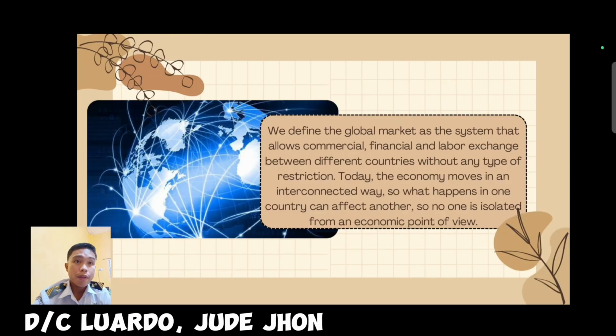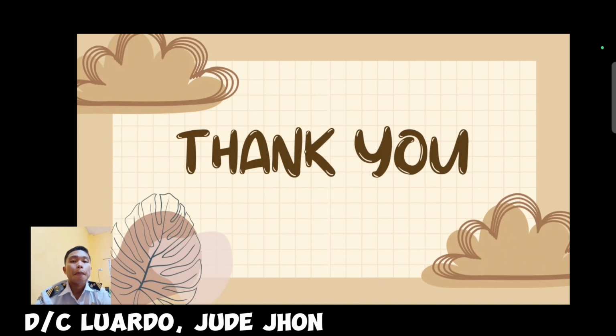So, we define the global market as the system that allows commercial, financial, and labor exchange between different countries without any type of restriction. Today, the economy moves in an interconnected way. So, what happens in one country can affect another. So, no one is isolated from an economic point of view. And that's all.